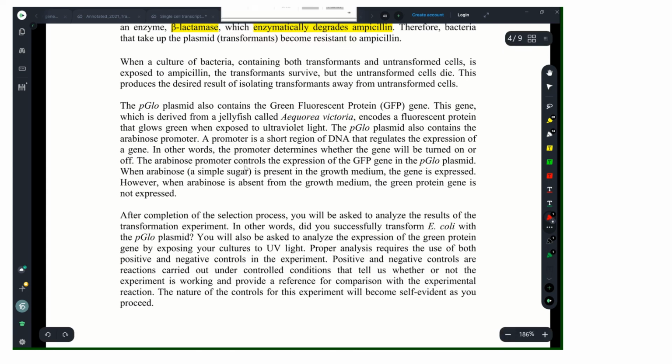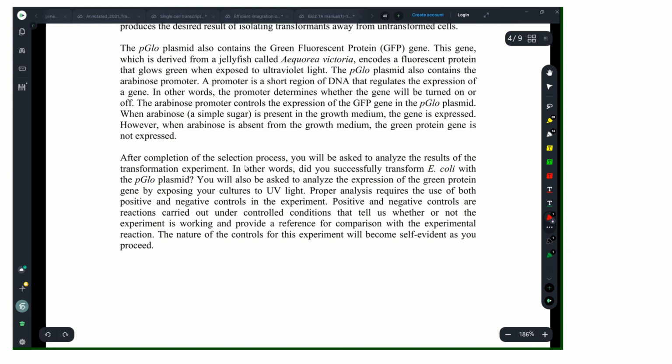The pGlo plasmid also contains the green fluorescent protein gene. Okay, so remember, a plasmid can carry one or two genes. So this one has two. One that helps the transformed bacteria become resistant to ampicillin, and the other gene allows it to express green fluorescent protein. This gene, which is derived from the jellyfish called Aequorea victoria, encodes a fluorescent protein that glows green when exposed to ultraviolet light.